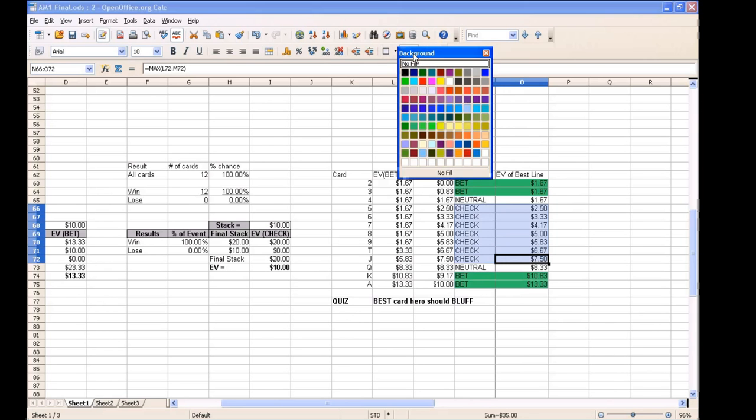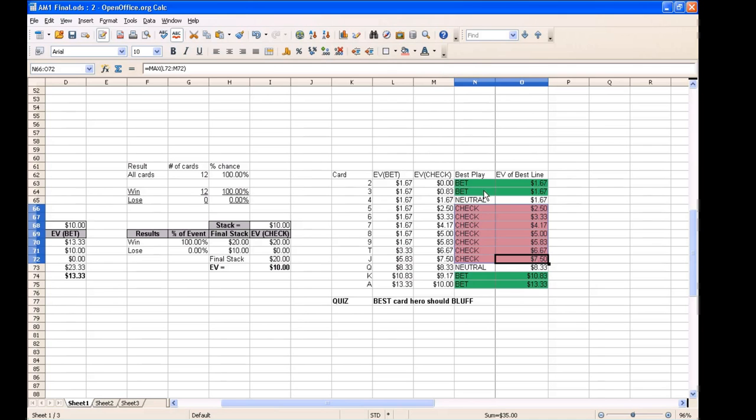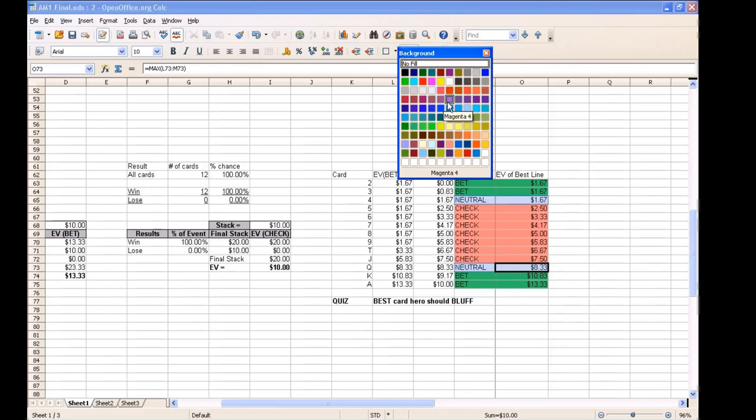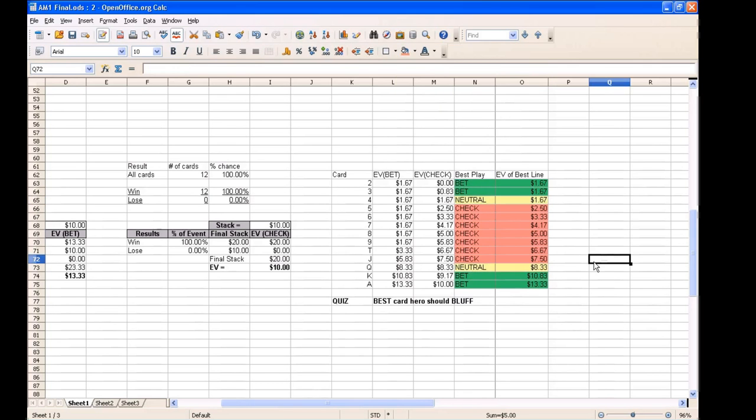We'll do green for the bet because it's like a green light. Red for a check, it's like a red light. And we'll do a little yellow light for neutral. So lean back in your chair and take a look at that range. That is a polarized range, the quintessential nuts or air. We're either betting the ace, the king, the deuce, or the three, with the four and the queen being neutral.